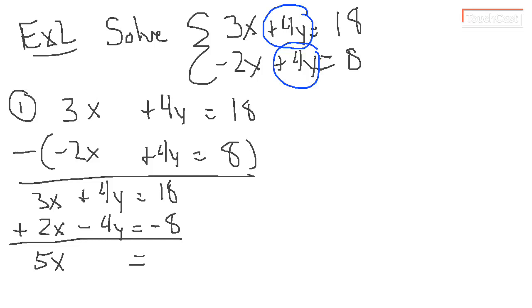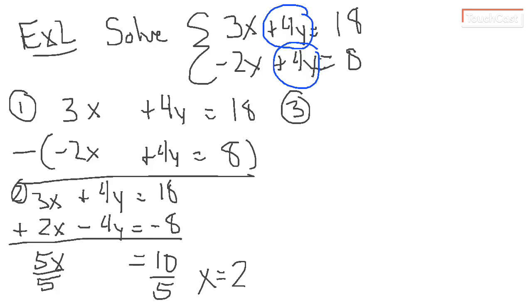So 5x equals, well, 18 minus 8, that is 10. We want to solve for x, so we'll divide by 5. 10 divided by 5 is 2, so we found x equals 2. And that was steps 1 and 2. Now we're going to move on to step 3, where we are going to take that 2 and put it into one of the original equations and solve for y. And I'm going to just pick the top one. It doesn't really matter which one you use.